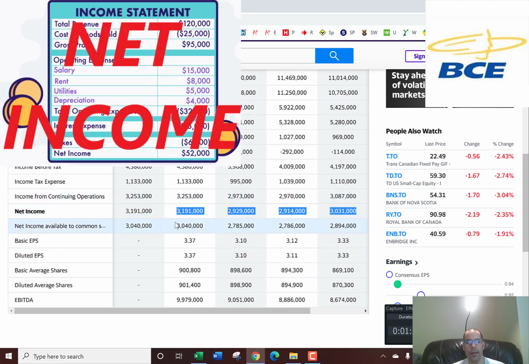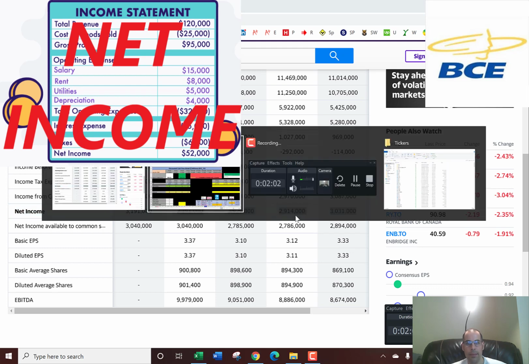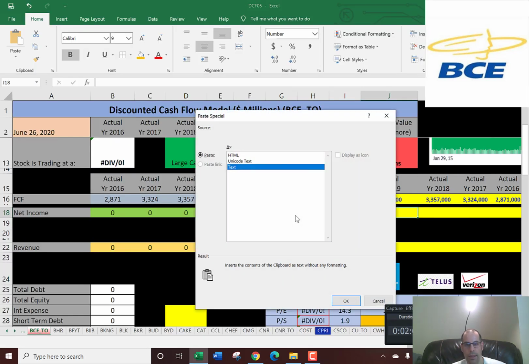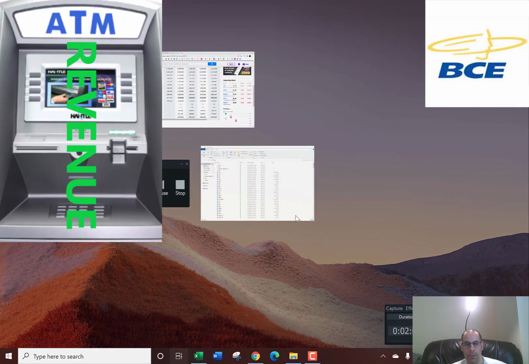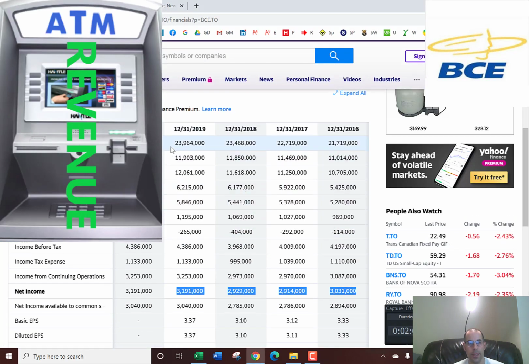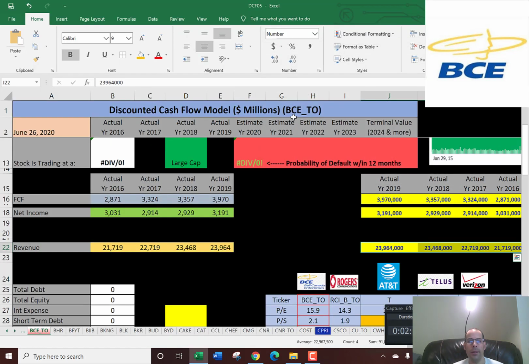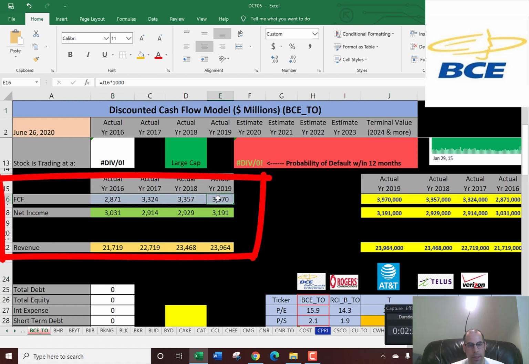Next, I'm going to pull the net income from the income statement, and that's the profit and loss. And then I'm going to pull the revenue, which is just the sales, also on the income statement. We'll put that into the model. You always want to take a look at the numbers to make sure they look consistent, and they do. Every year their free cash flow increases. Net income drops a little, then comes back up, but looks pretty consistent. And revenue increases each year. So these are good signs.